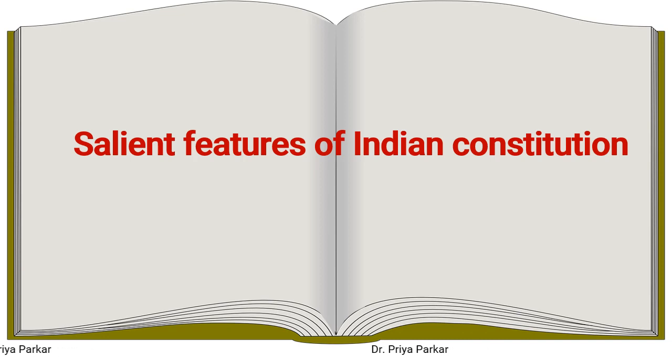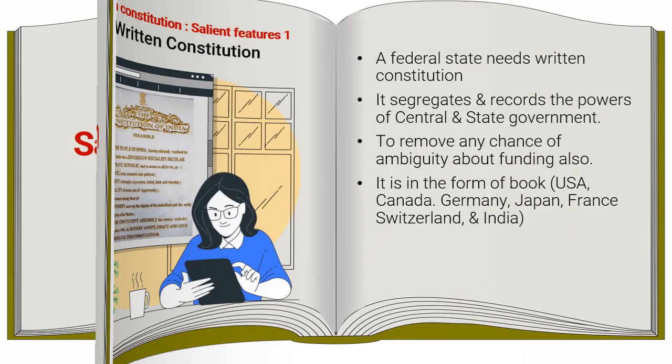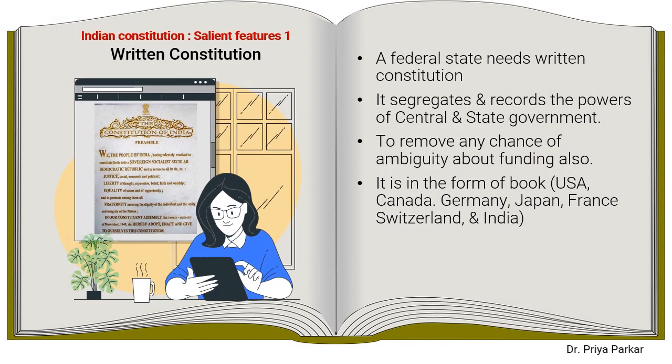The first salient feature of the Indian Constitution is that it is in the written form, in the form of a book. Countries like USA, Canada, Germany, Japan, France, and Switzerland also have constitutions in the written form. A federal state needs a written constitution to segregate and record the powers of central and state government, as well as to remove any chance of ambiguity.